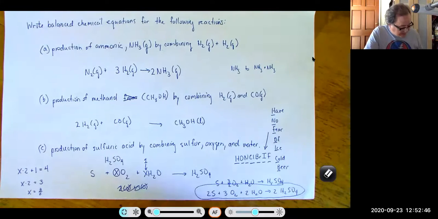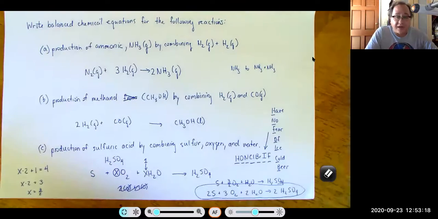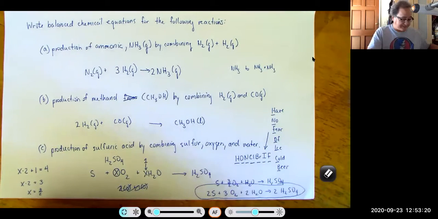Let's check. 2 sulfurs, 2 sulfurs, 6 oxygens here, plus 2 more here for 8. 2 times 4, 8 oxygens here. 2 times 2 for 4 hydrogens, and 2 times 2 for 4 hydrogens. It's balanced. Any questions on this one? Because this one is challenging. The little halvesy thing. You're going to find that when you watch the lectures for balancing oxidation reactions of hydrocarbons, sometimes you use the halvesies.